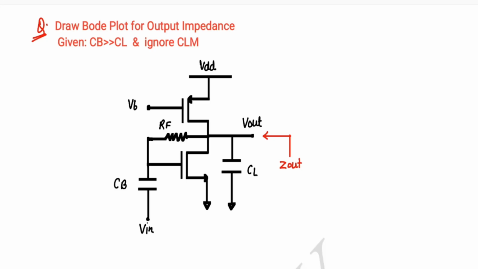So we will draw the Bode plot for this circuit. We can draw it quickly, but we will give some time to analyze the circuit, and then later we can draw it quickly. Okay, so let's analyze how this circuit will behave for different frequency ranges of operation.